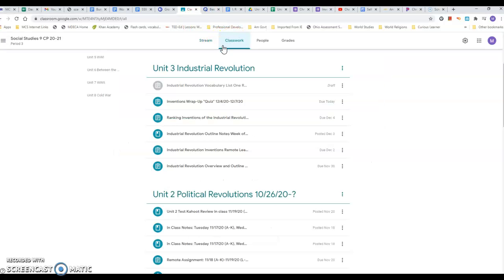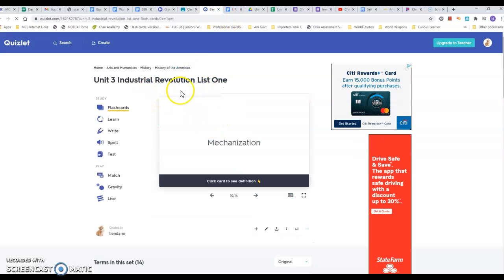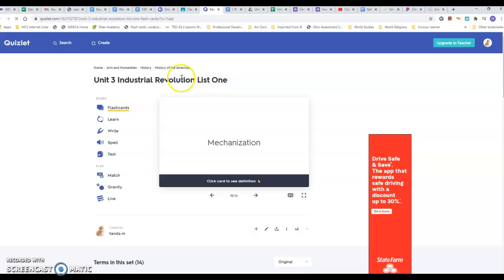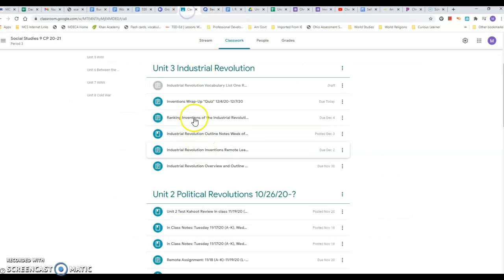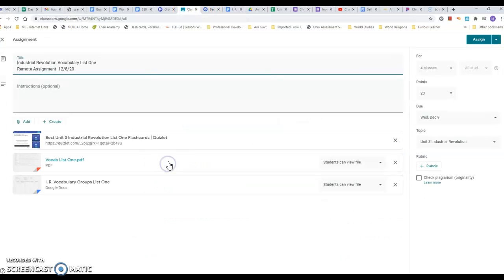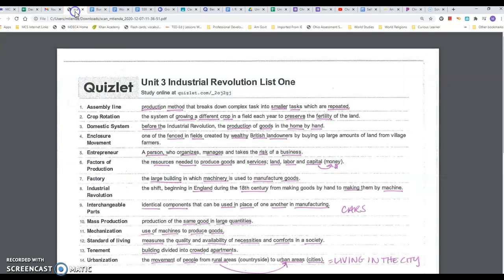This assignment is going to be posted under the Classwork tab on Google Classroom. You guys have access to the Quizlet list here, and that's what we're going to go over first, just like we do in class when we go through the definitions and underline the keywords. So this list is posted on there for you. I think I'm posting a blank one, and I will also post mine with the markings on it.